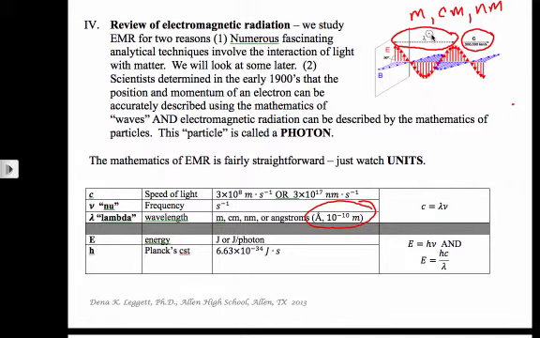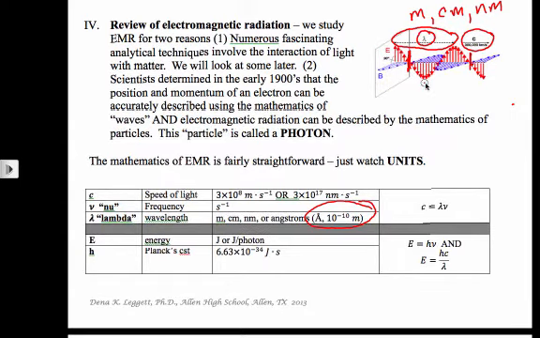And that is given the Greek symbol lambda, and you can measure that in a variety of ways, just so you get a whole trough and a whole crest of the wave. So this would be your wavelength.